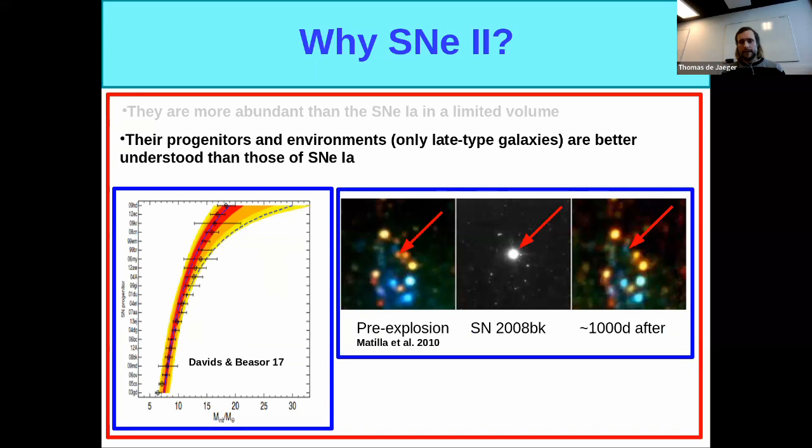And I think the most important reason is that we understood their progenitor and environment much better than for type 1a. For type 1a, we're not sure about the progenitor, but for type 2, we are very sure, because we have pre-explosion images of the progenitor. So here I'll show you one of the nice images from Smartt 2010.